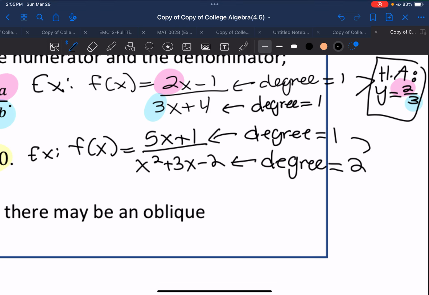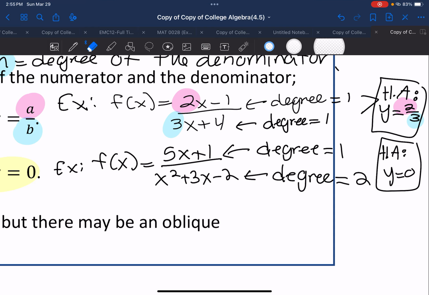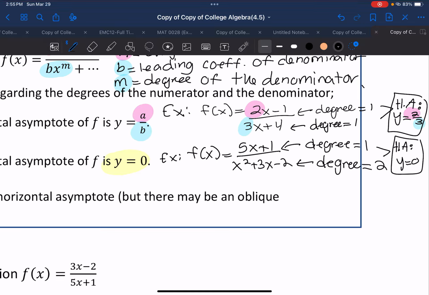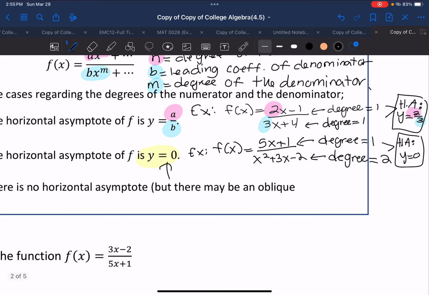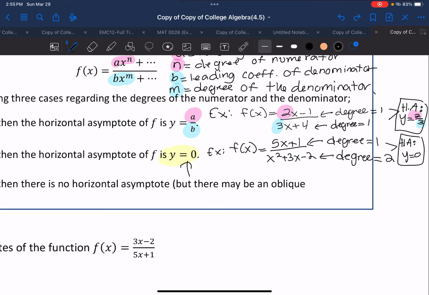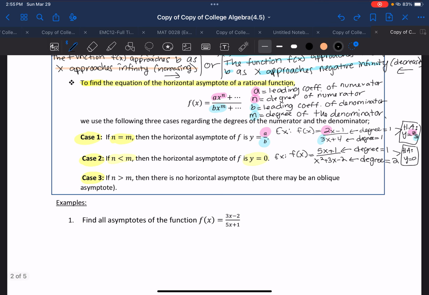So I remember that as if the top degree is smaller than the bottom, then you have a small horizontal asymptote, y equals 0. 0 is a small number. So that's just always the case, if the top is smaller than the bottom.